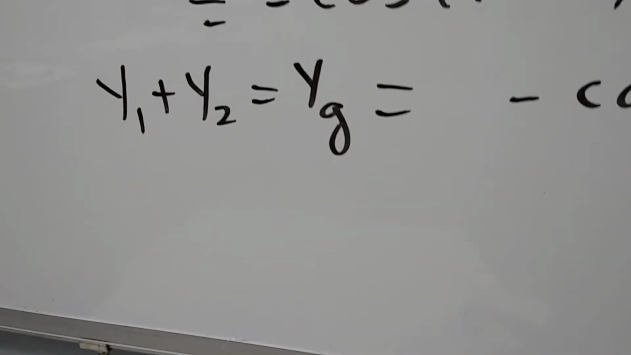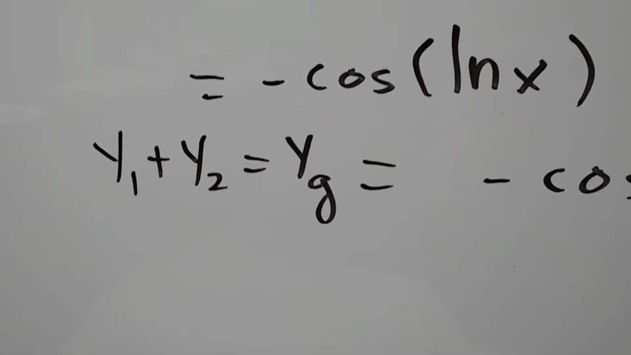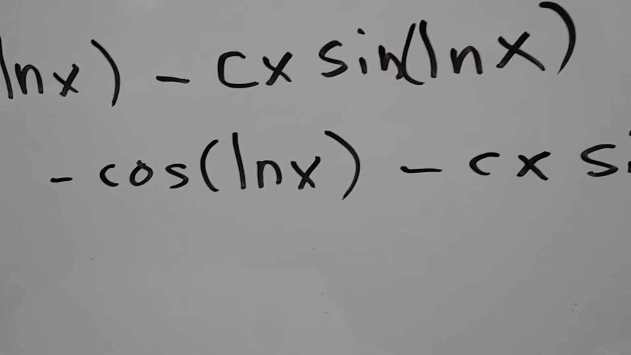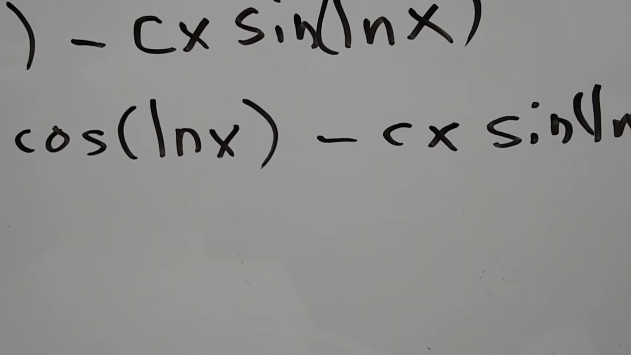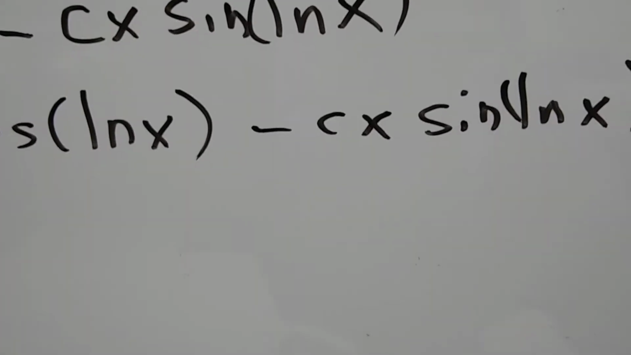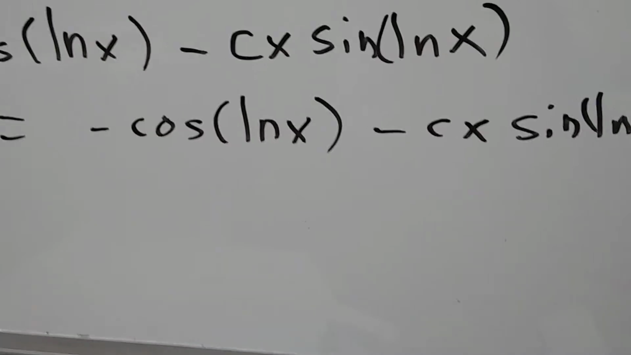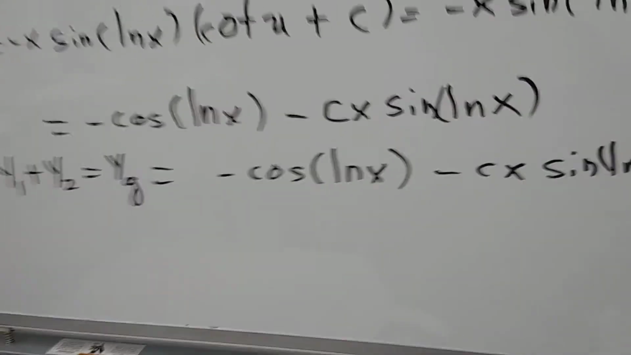But my general solution is the sum of those two solutions, y1 and y2. It turns out to be negative cosine ln of x minus c x sine ln of x. Voila! This is a beautiful thing.